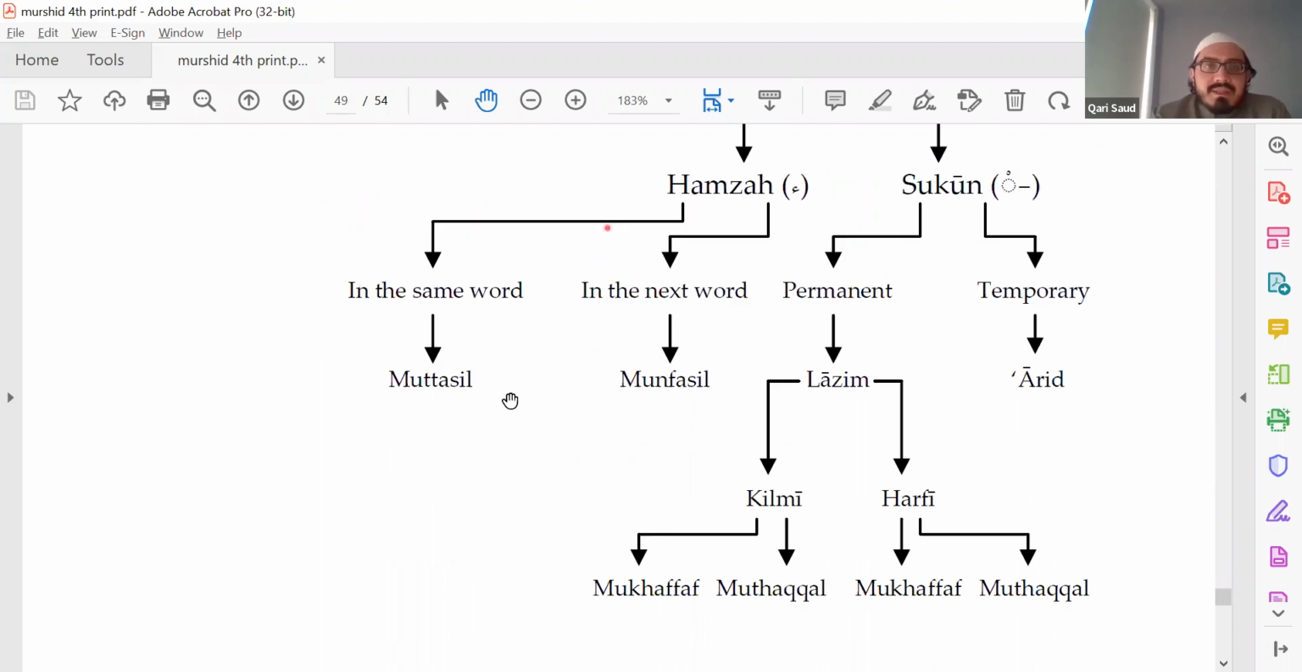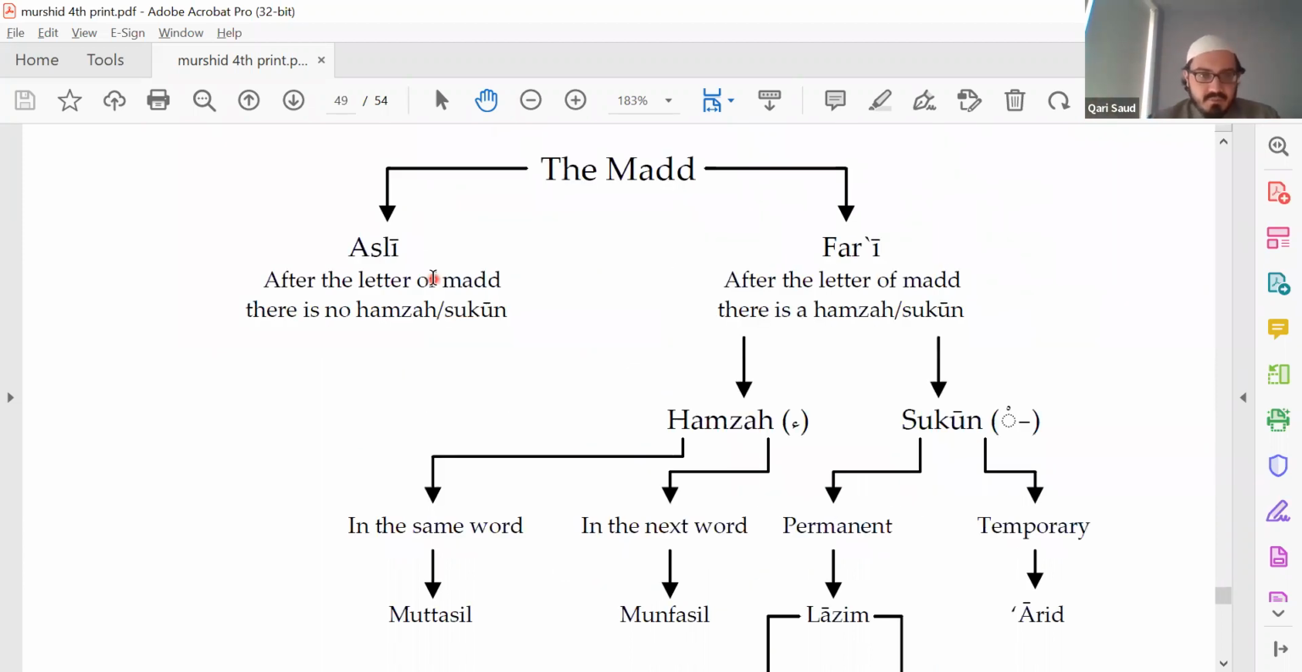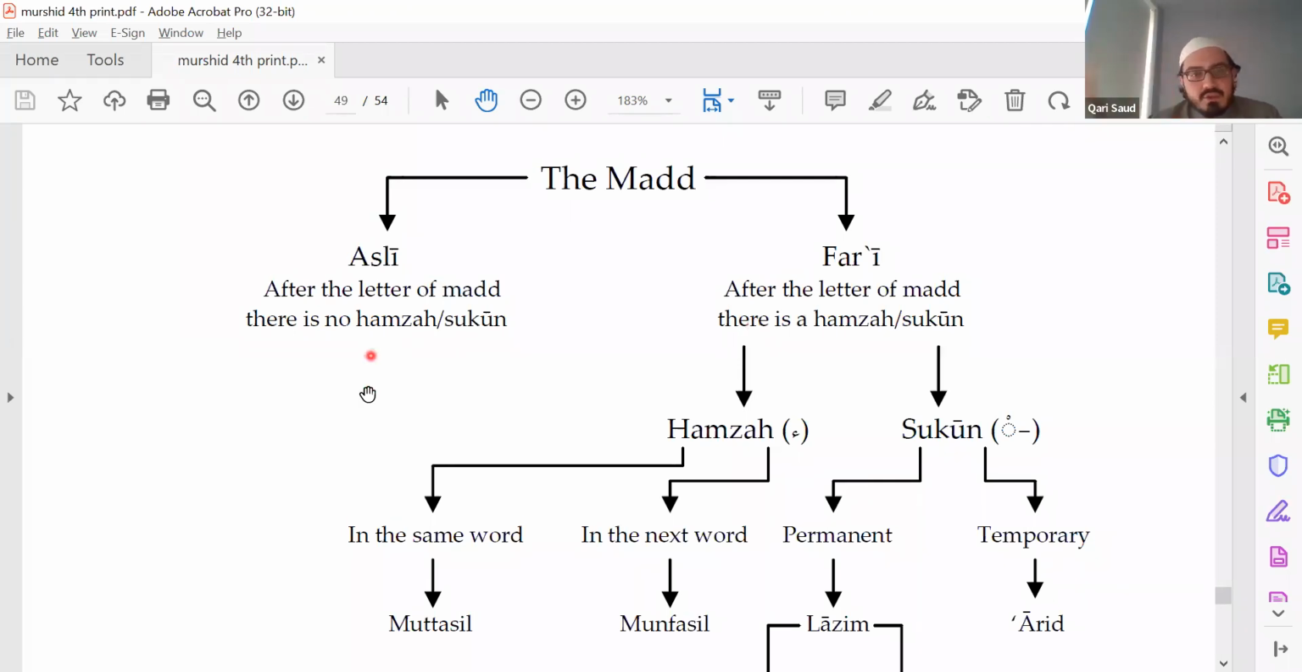Okay, so here is a nice summary for you. We have mad asli, which is mad tabi'i, the natural mad, and far'i. So asli, after the letter of mad, there is no hamza, no sukoon. So you're going to read it natural. Maliki, ar-Rahmani, right? Nasta'inu. You're not going to say it stretched, if you carry on, obviously.